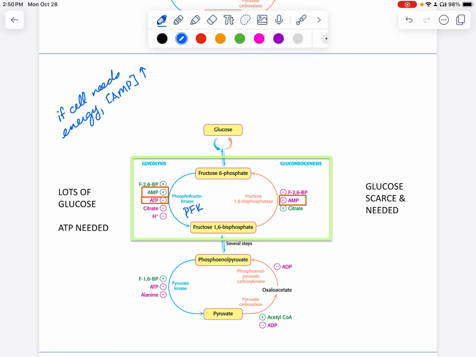Okay, and hence, because of that, we see that AMP is a positive effector of PFK. It's going to help glucose move forward.